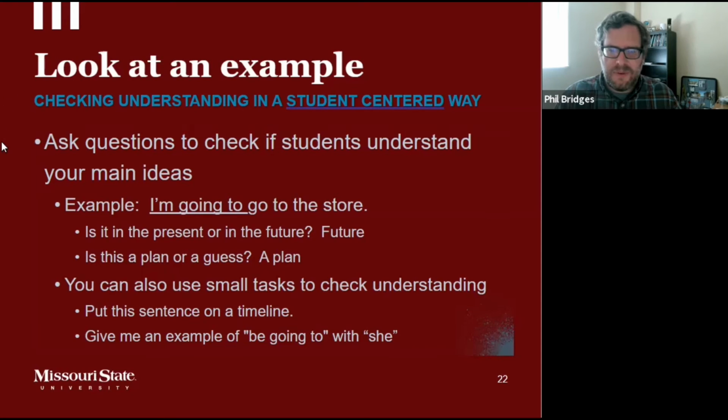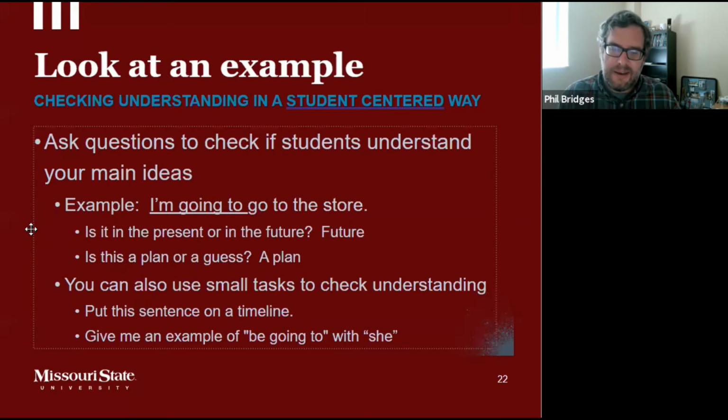So when we're talking about asking those kinds of questions to see if students understand, if we have, I'm going to go to the store, I could just say, okay, everyone, I'm going to go to the store. Does everyone understand? Or what does that sentence mean? You got it? Okay. That would not give me very good information and is not very student-centered. So instead, we could ask specific questions that are more targeted to the most important parts of meaning.